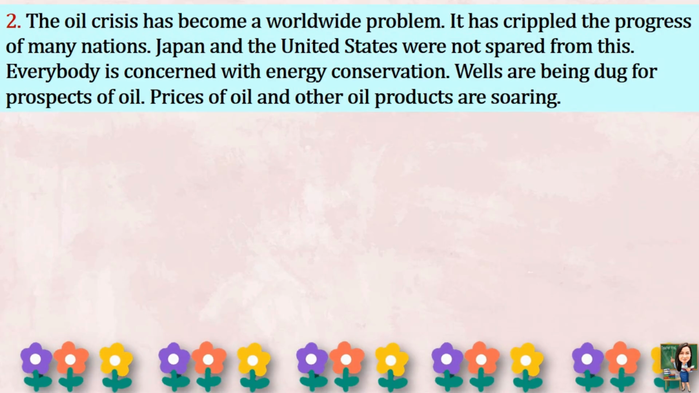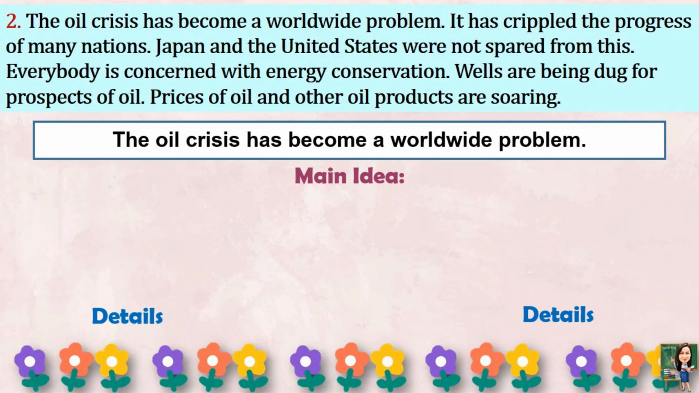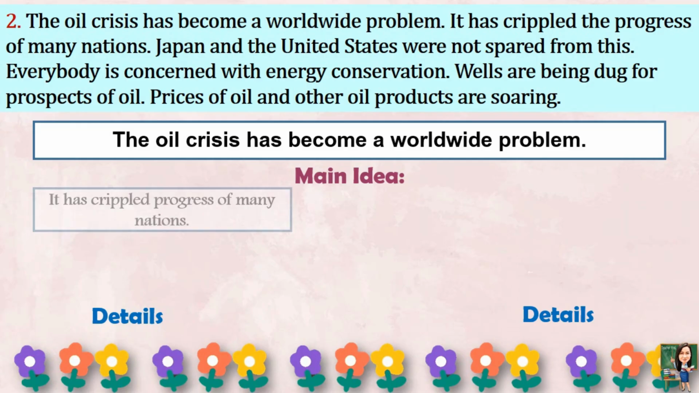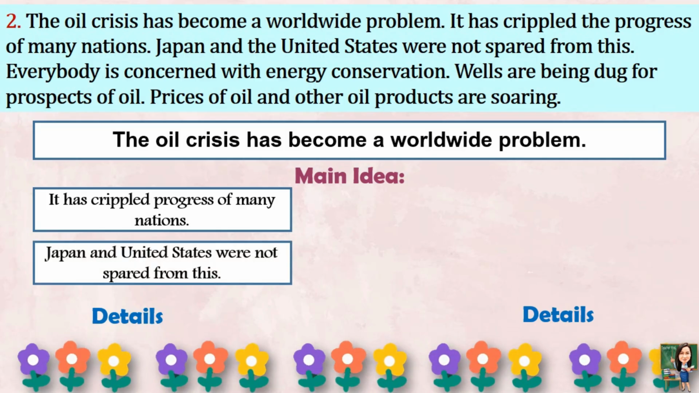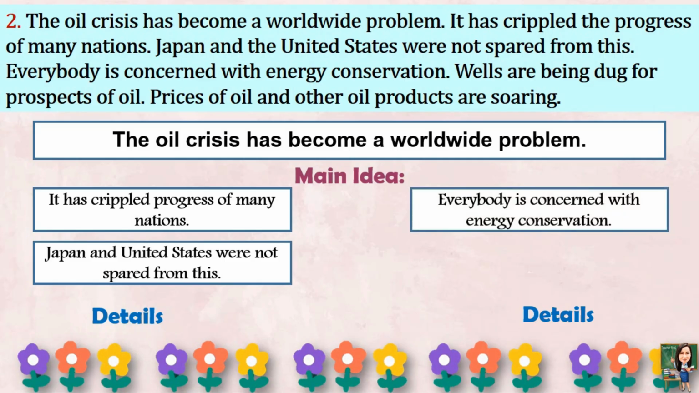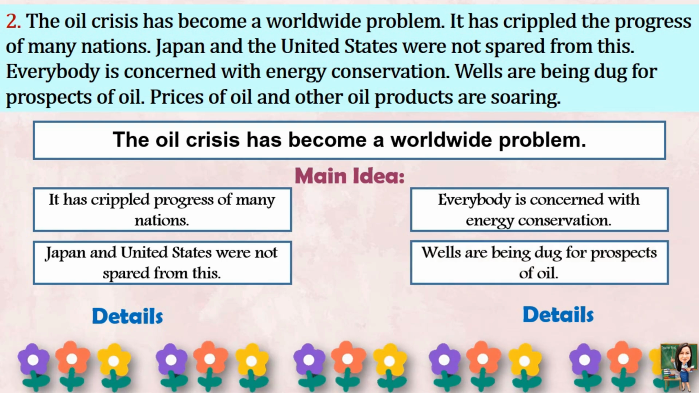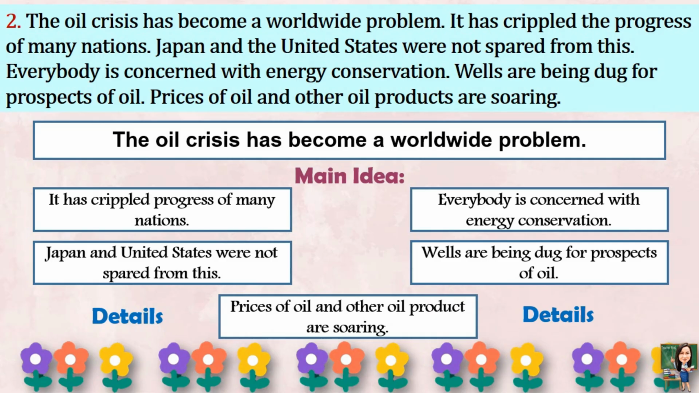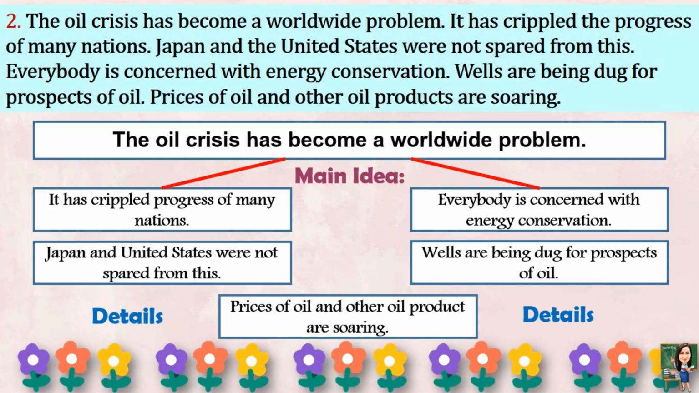So here is the graphic organizer. For the main idea, the oil crisis has become a worldwide problem. The first supporting detail is, it has crippled progress of many nations. The second supporting detail is, Japan and United States were not spared from this. The third supporting detail is, everybody is concerned with energy conservation. The fourth supporting detail is, wells are being dug for prospects of oil. And the fifth supporting detail is, prices of oil and other oil products are soaring. So these are the supporting details. There are 5 supporting details in this paragraph and 1 main idea.